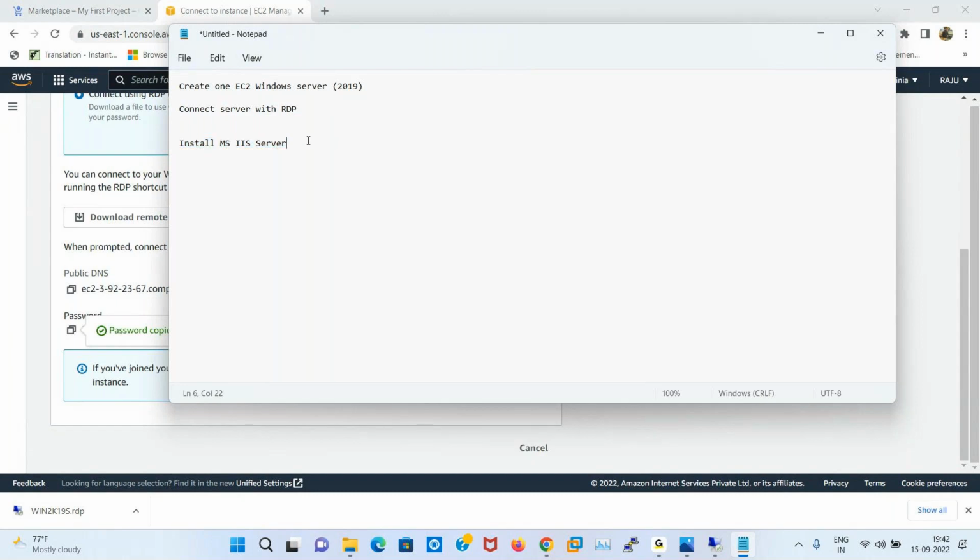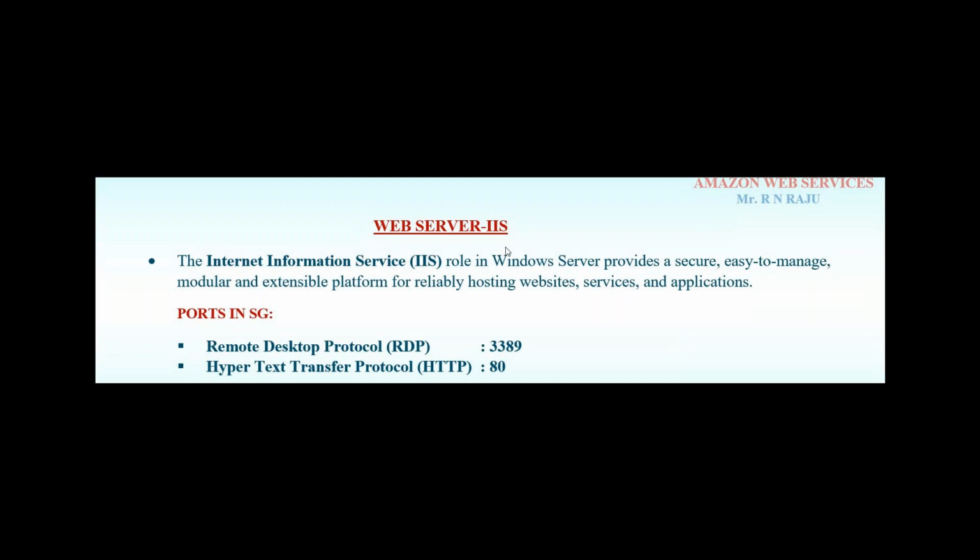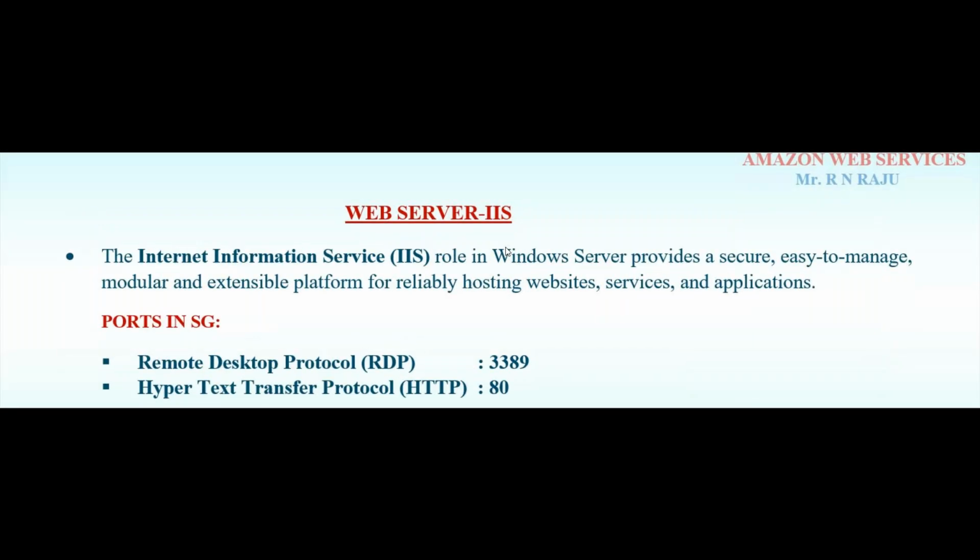So now Microsoft IIS. What is IIS? So now here, web server. IIS is a web server. The Internet Information Service IIS role in Windows Server provides a secure, easy to manage, modular and extensible platform for reliably hosting websites, services and applications. So simply, I will tell you very clearly what a web server is. To host web pages. Okay, how to host web pages?